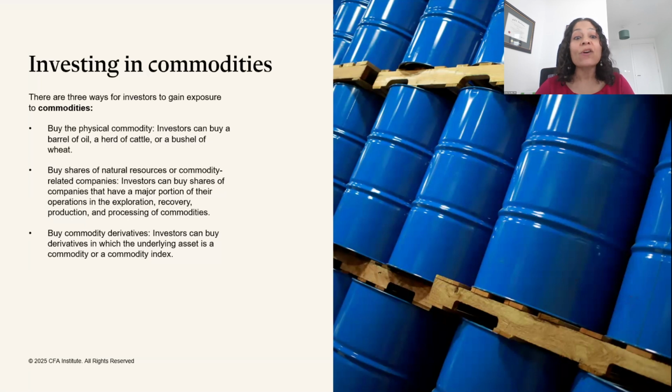Second way is you could buy shares of natural resources or commodity-related companies. Investors can buy shares of companies that have a major portion of their operations in the exploration, recovery, production, and processing of commodities. Third way of investing in commodities is through commodity derivatives. What's a derivative? A derivative is a financial security with a value reliant upon or derived from an underlying asset. I'm sure you must have all heard of forwards, futures, options, swaps. Typical commodity derivatives are exactly these: the forwards, futures, options, and swaps.